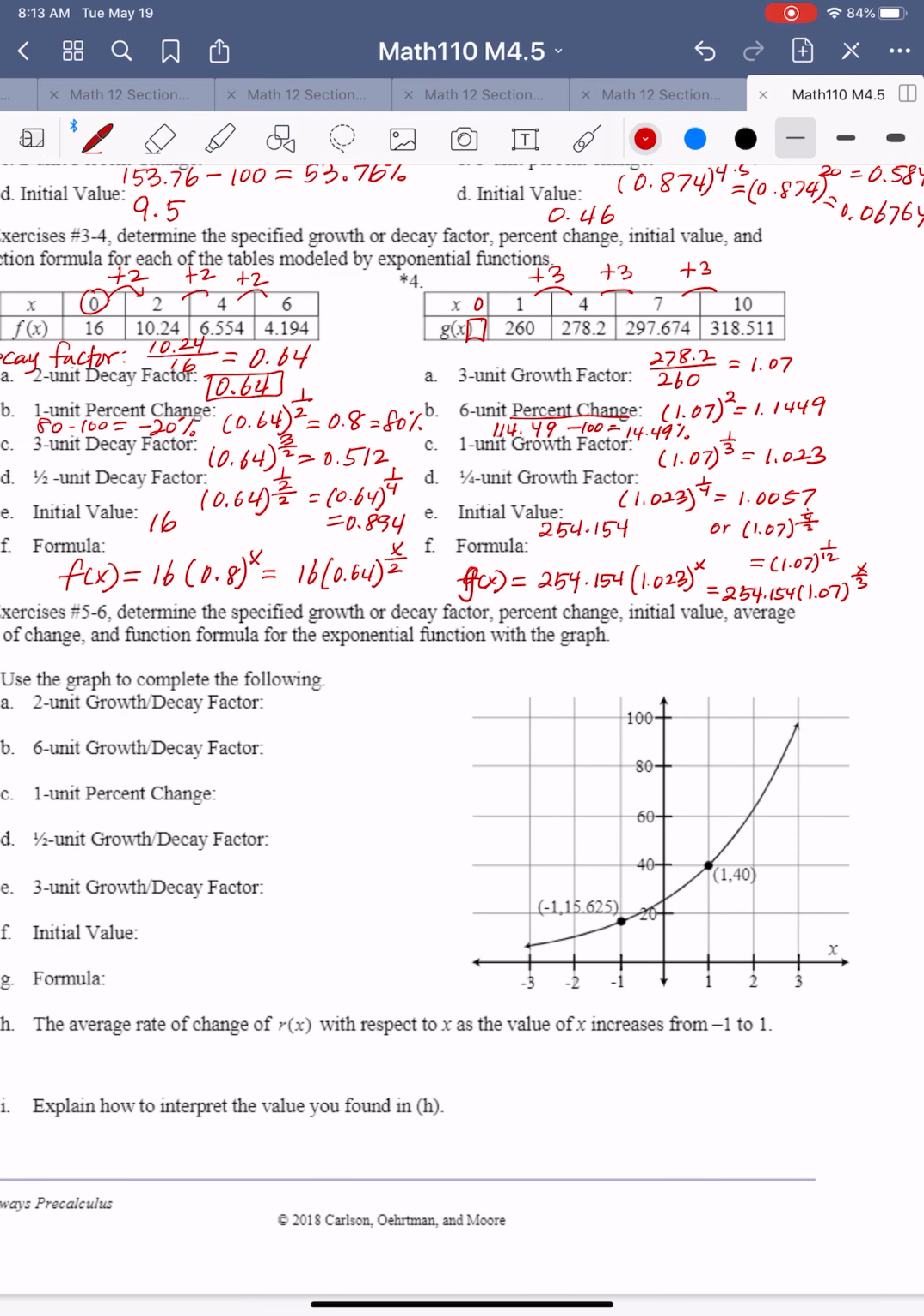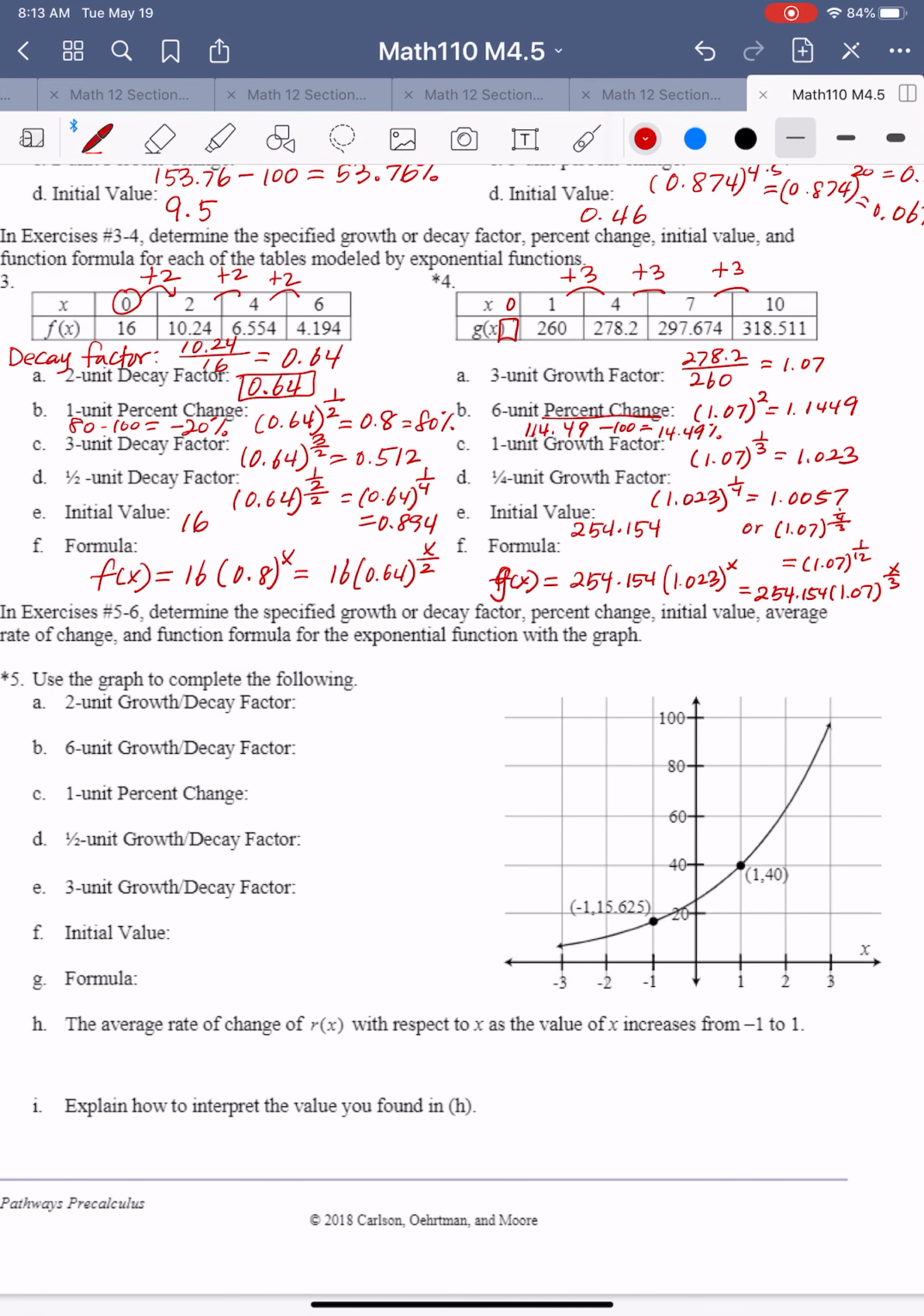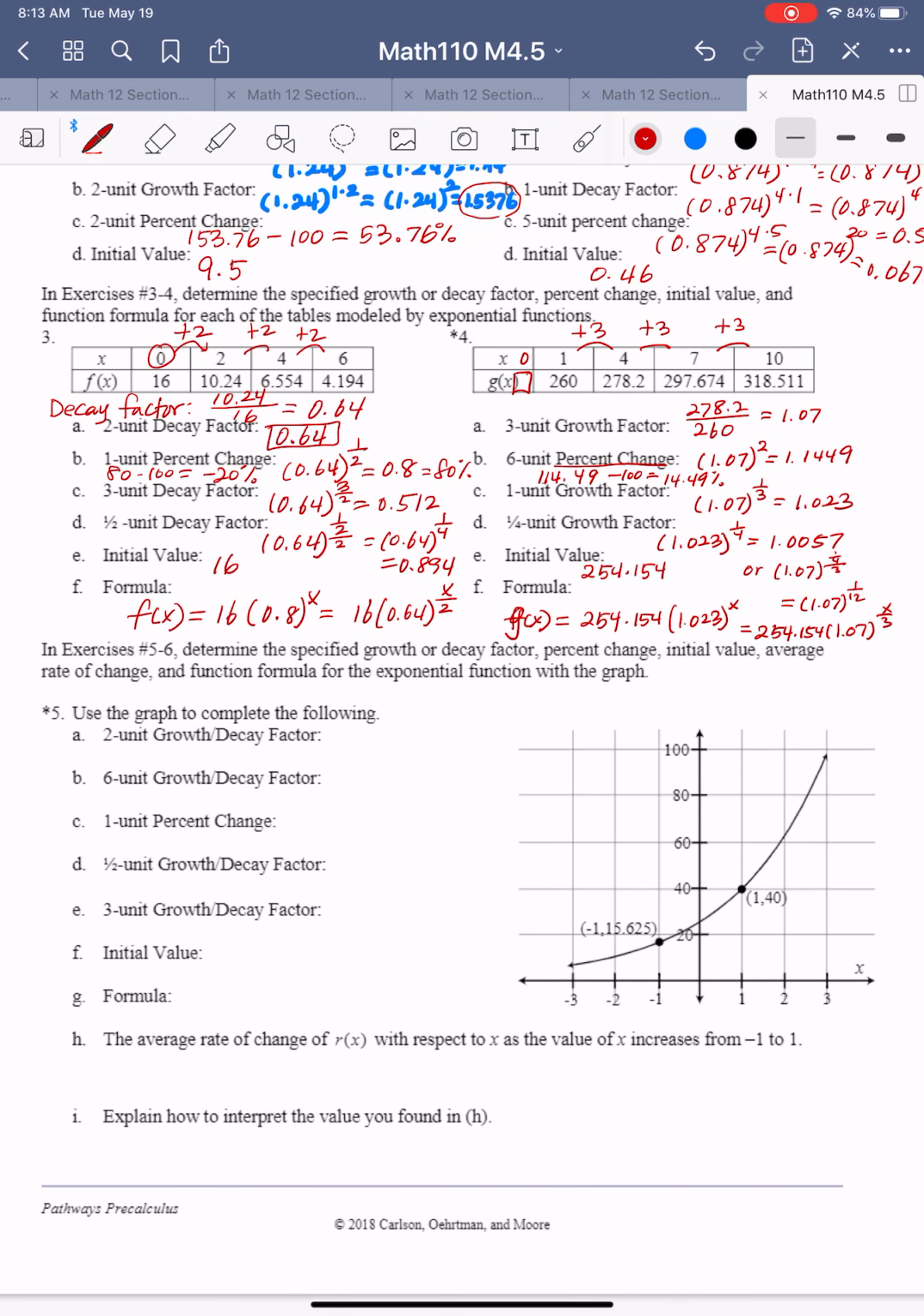All right, number 5. Now we are using the graph to find the growth or decay factor or percent change, initial value, average rate of change, and the function formula for the exponential function with the graph. All right, use the graph to complete the following. Because between the 2 x values it is increasing by 2, we can call this a 2 unit growth factor.